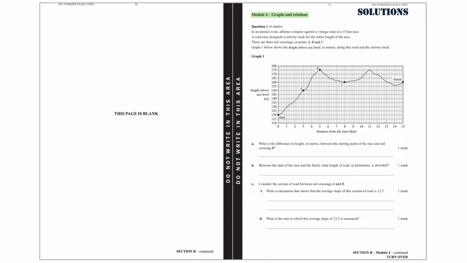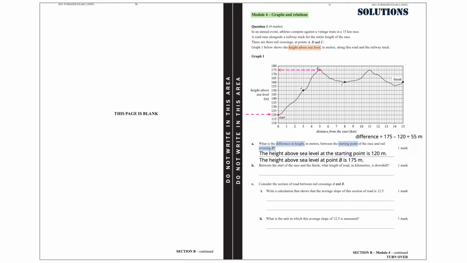Graph 1 below shows the height above sea level in meters along this road and the railway track. Part A. What is the difference in height in meters between the starting point of the race and rail crossing B? The height above sea level at the starting point is 120 meters, and at point B is 175 meters. Therefore, the difference is 175 minus 120, which is 55 meters.